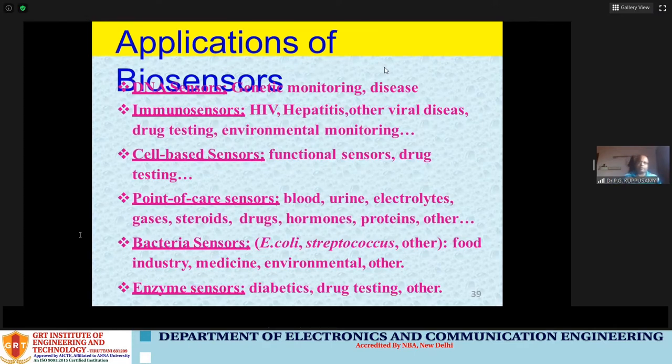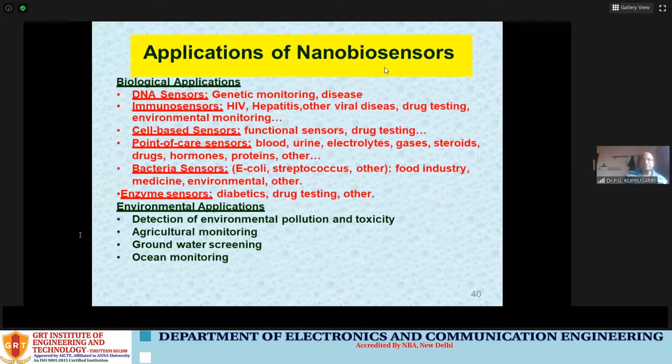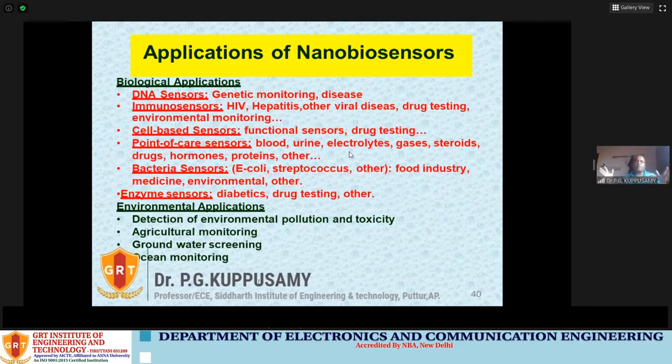Application of nano biosensors. Here you get applications based on nano biosensors. You can apply them on the biological side: DNA sensors, immunosensors, cell-based sensors, point of care sensors, bacteria sensors, enzyme sensors. Now take environmental applications: detection of environmental pollution and toxicity, agriculture monitoring, groundwater screening, oxygen monitoring. So a biosensor plays an important role in all the fields, not only a single field. Now, coming to what a sensor is, how do you define a biosensor? It is a combination of different fields.